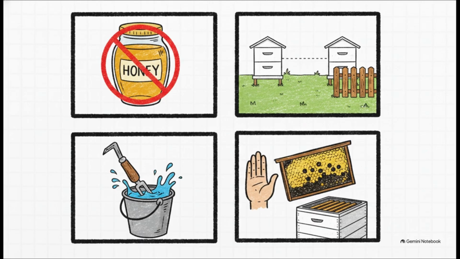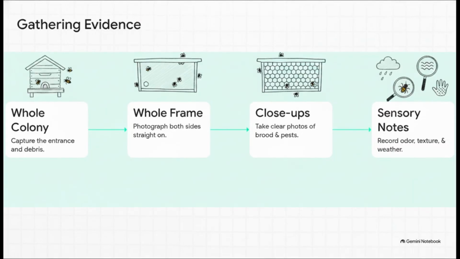And please, I know it's tempting, but do not move suspect spotty brood into a strong colony to try and save it. You are highly likely to just infect your strongest hive. When you do need to call in an inspector, gathering the right evidence methodically is key.